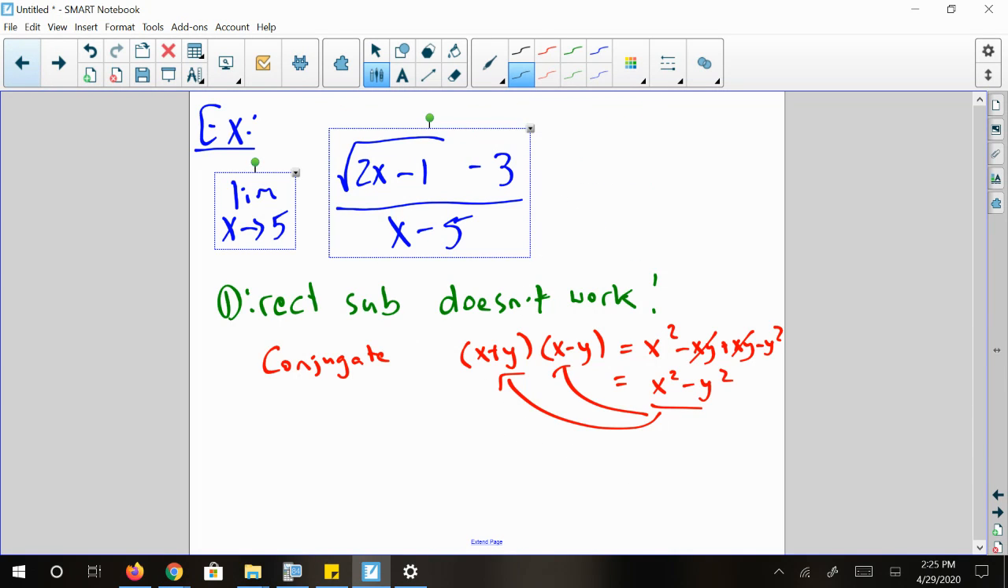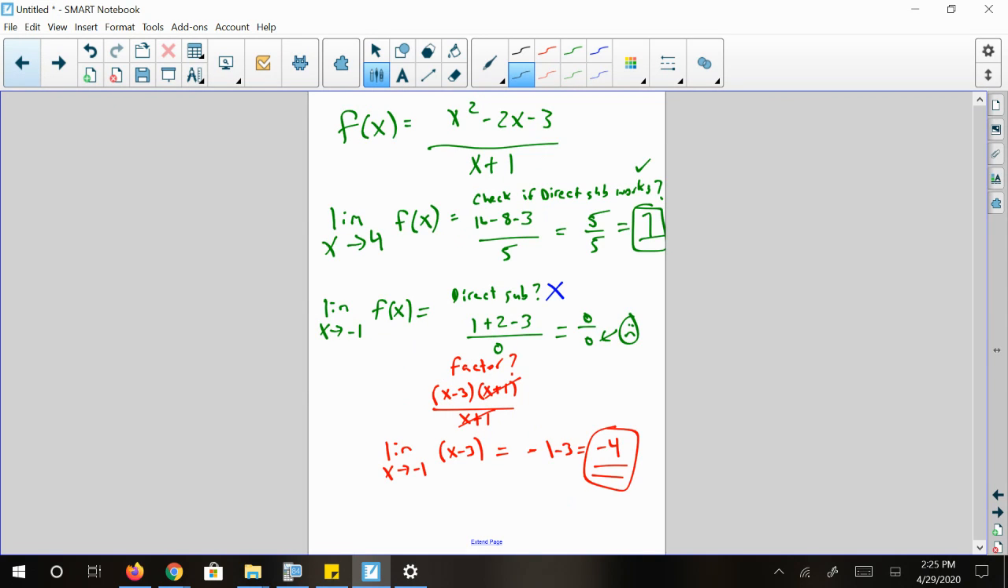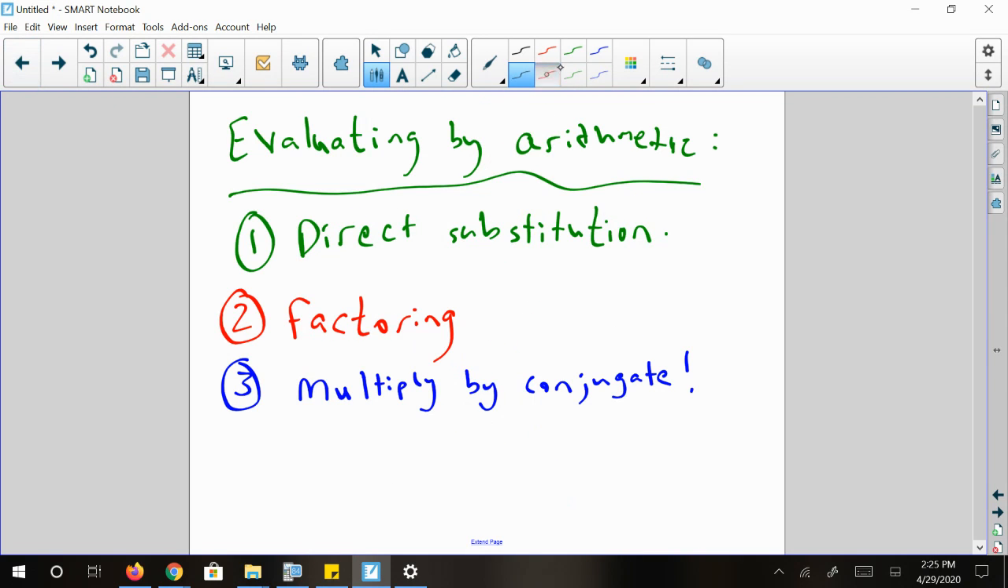If you're working with polynomials, in other words, things that just have nice, easy exponents, you can try factoring. We saw a couple of different problems here where factoring helped us. Originally, without factoring, we were dividing by 0, but after factoring, we were able to remove what made us divide by 0, and then we could use direct substitution.